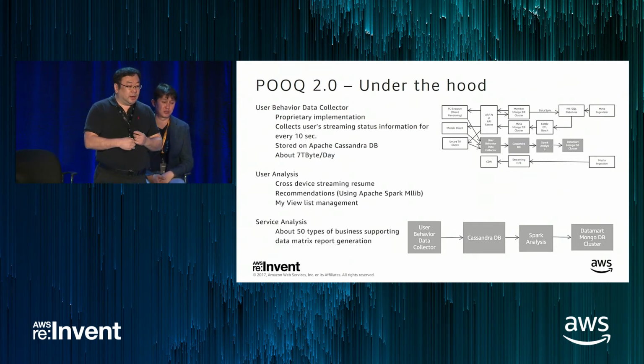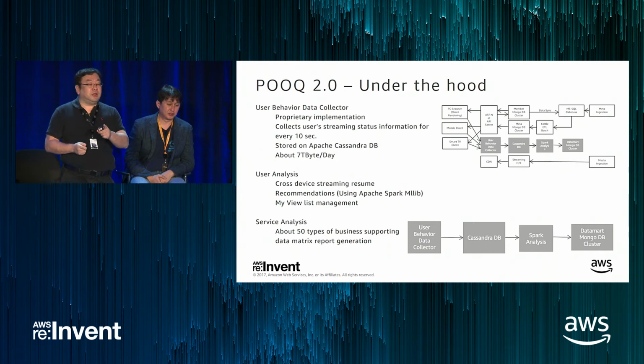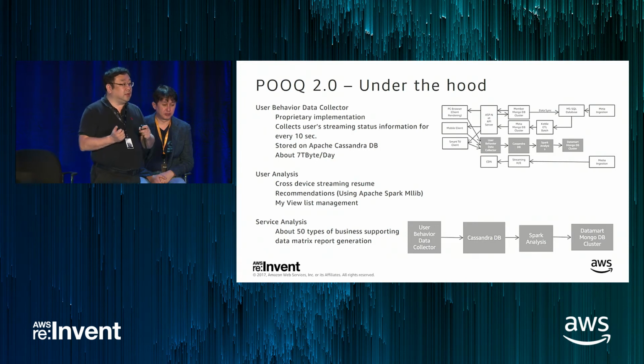The user behavior data collector is what I told you before, the proprietary implementation for collecting user data. It runs every 10 seconds, which means your streaming resume will be at some kind of checkpoint within the last 10 seconds, so that you can resume. This is not a perfect kind of thing, but this is a workable scenario. And thanks to Cassandra, we have the scalability for doing that.